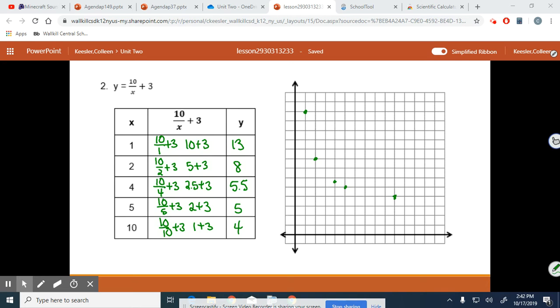Okay, so obviously when we connect these, we get a curved line. That's going to look something like this. Arrows in both ends, label with the equation. So we have proven that this is not a linear function. We can say this is nonlinear because it is not in slope-intercept form.